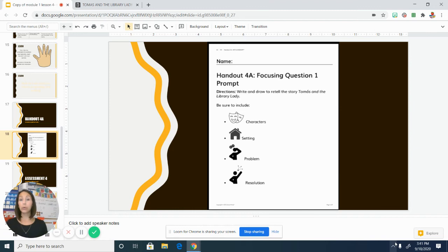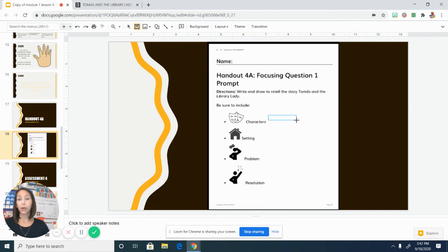And for your focusing question task, you're going to be retelling the story of Tomas using the story elements that we've been talking about. So on page 4 or handout 4A in your Wit and Wisdom workbook, you will see this on that paper. And what I would like you to do is just draw and write. So using words, using pictures, retell the story, Tomas and the Library Lady. Now, I know on this paper there aren't very nice boxes or lines to draw in. So you just want to do the best that you can.